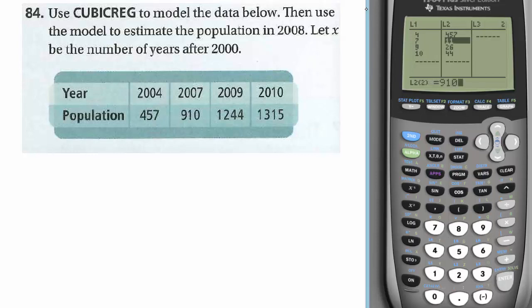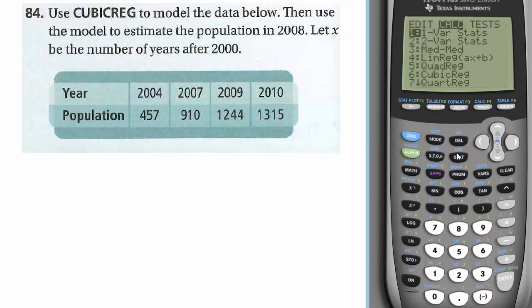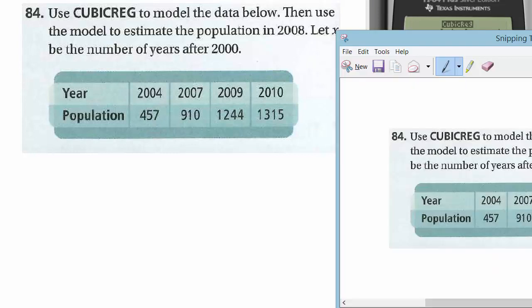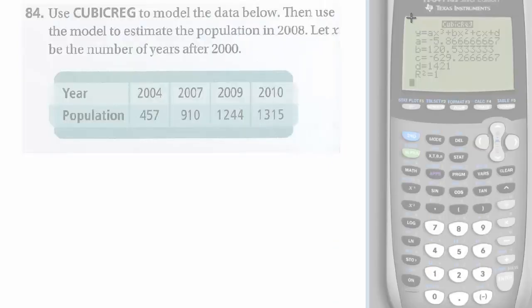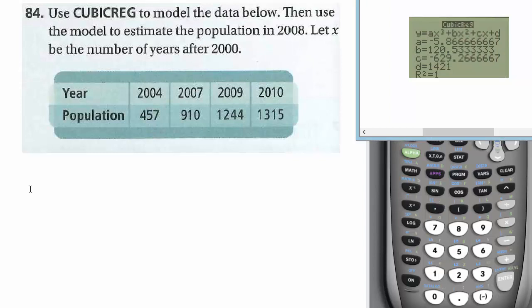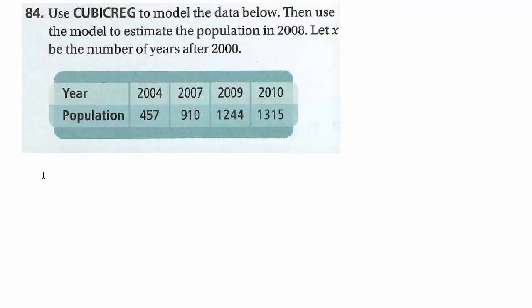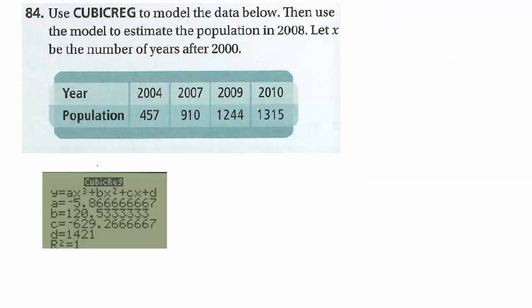I'm going to put the y values into the L2 here, and we want to do a cubic regression. So we did that earlier. We're going to go to stat, go over to calc, cubic regression. And there's your cubic regression right there. And I will specify how many decimal places I want you to round to. But just as a general rule of thumb, you want to do like 2 or 3 decimal places. On the test, I'll only ask you to do 2 decimal places.